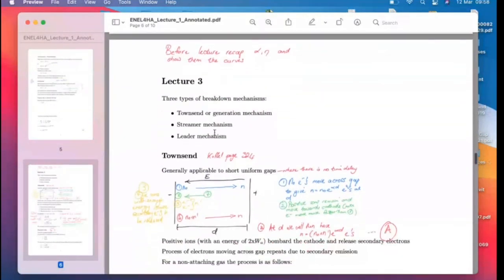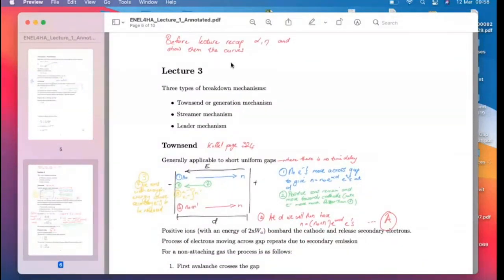Right, I think we'll call it there today. I'll recap ionization and attachment and start talking about the curves relating them to electric field and pressure in the next lecture. Are there any questions about that?